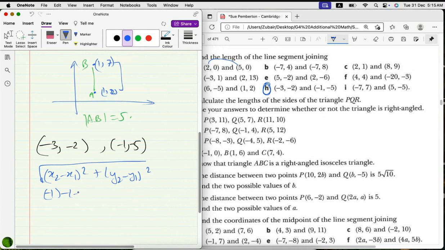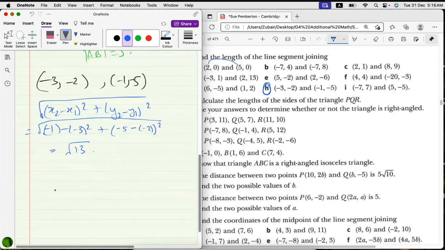So it'd be 4 plus then the same thing, 5 plus 2. Then it'd be -3. So 9. So 4 plus 9, right? That's square root 13. So 13 square root. So 3.6.